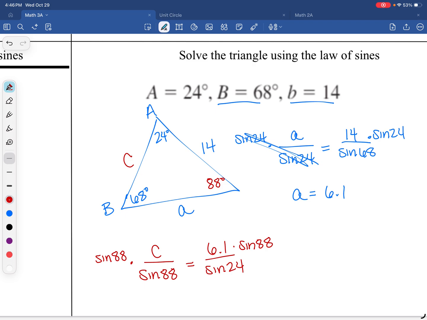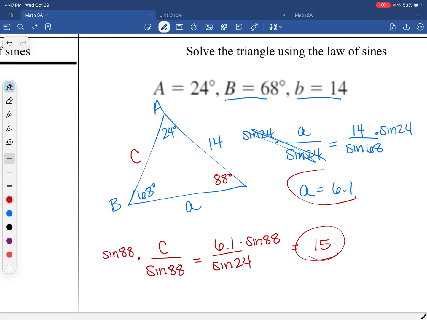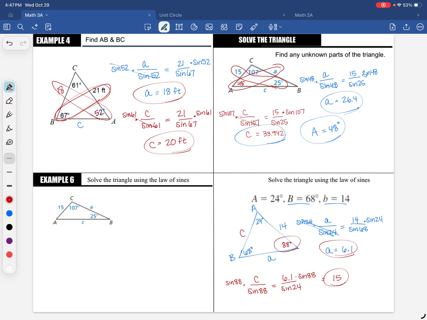Okay, 6.1 sine of 88 over sine of 24. And that ends up being 14.98, so pretty much 15. So it wasn't a ton bigger, but it's definitely bigger than 14. That is good. Okay, so this missing side, we found this missing side, and we found this missing angle. Generally, when you're solving triangles, you're going to be given 3 things and you're finding the 3 other things. So we kind of talked about that a little bit when we were solving for right triangles too.